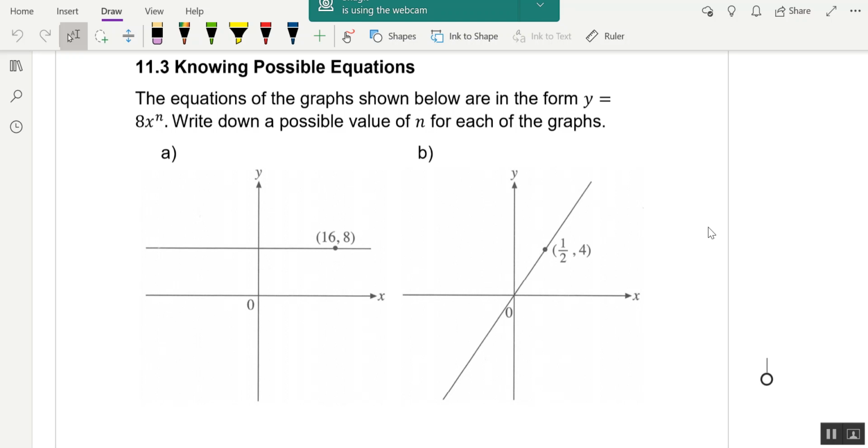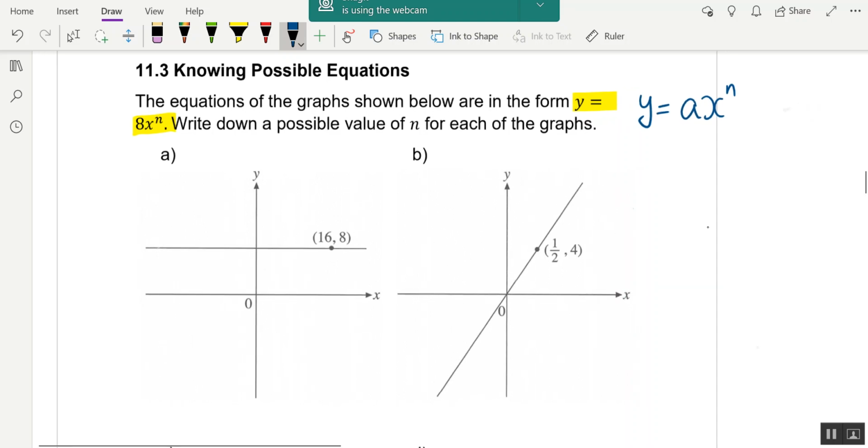For this type of question, they want you to find the equation of the graph in the form of y equals ... Now in this case the question already gives you y equals 8x to the power of n. Maybe let's say I tweaked the question a bit. Let's say we don't know that this is a. Let's say our job is to find the equation in the form of y equals ax to the power of n. Okay, this would be more interesting.